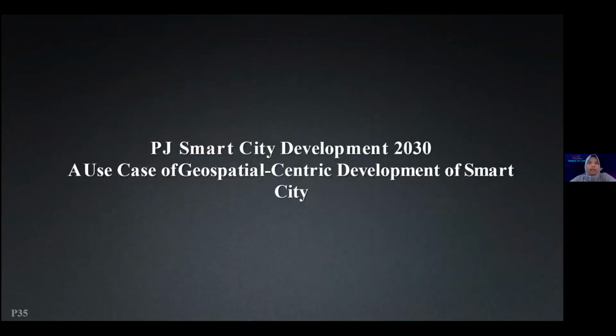Okay, and the next case, we have PJ, or Petaling Jaya Smart City Development 2030. This is a use case of a geospatial-centric development of a smart city in Malaysia. I'm going to talk a bit about the project itself, about Smart PJ.